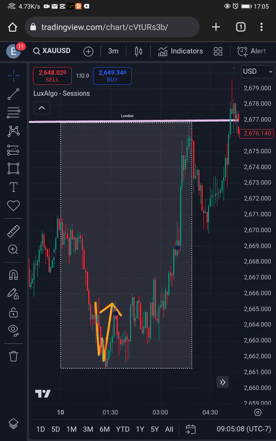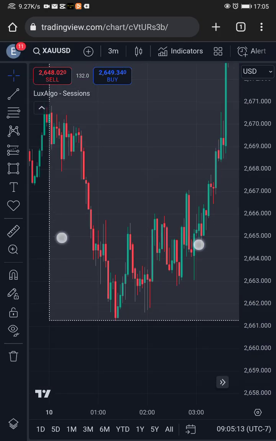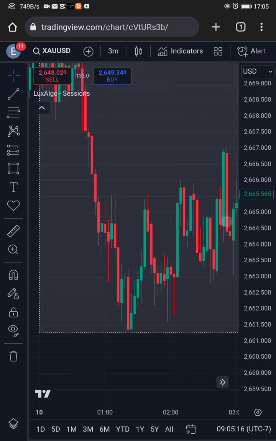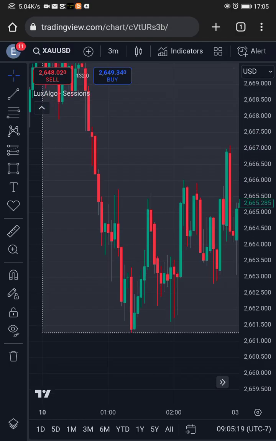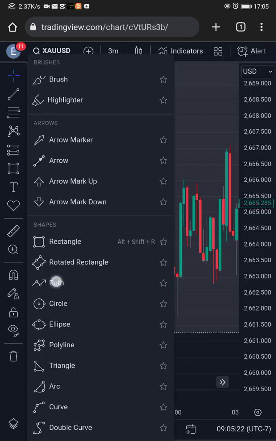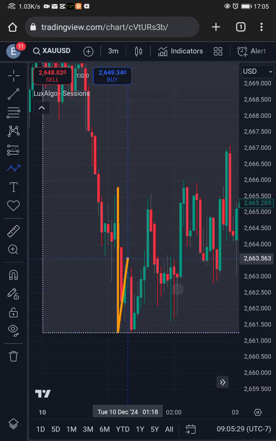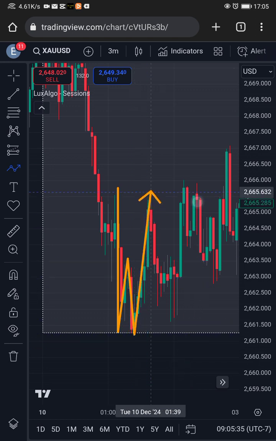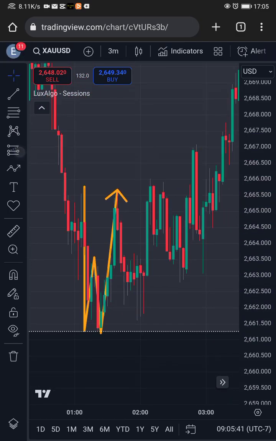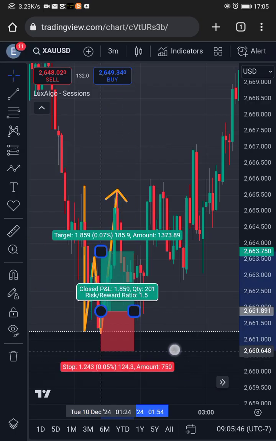So check out right here. We are still in the London session. If you look at it very well, even though it is a lower time frame, you are still going to be using market structure. We have a high, we have a low right there. Eventually, we have closed above, which tells you that, hey, the market has changed in structure. Then here will be your entry. 3 minutes will be your entry.